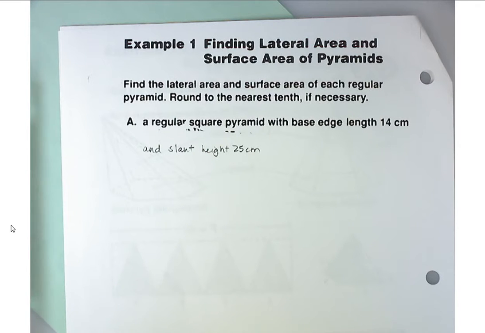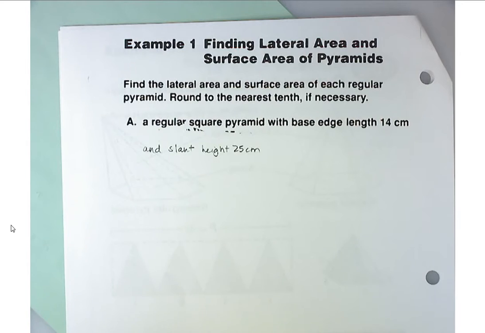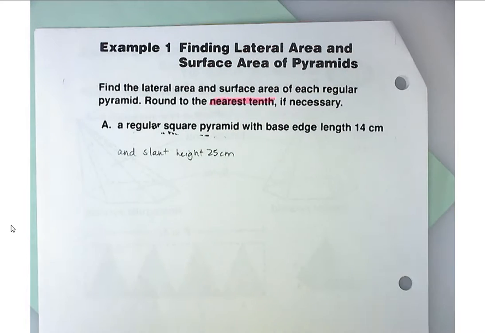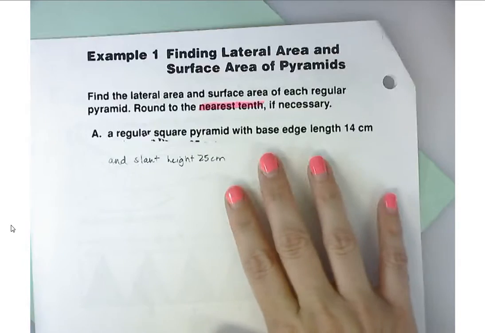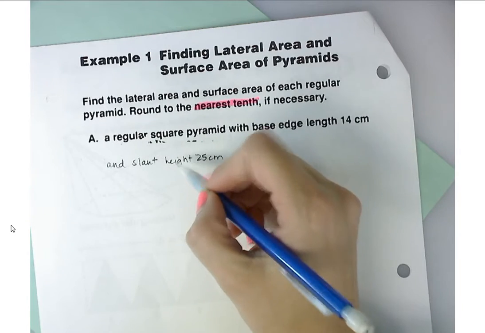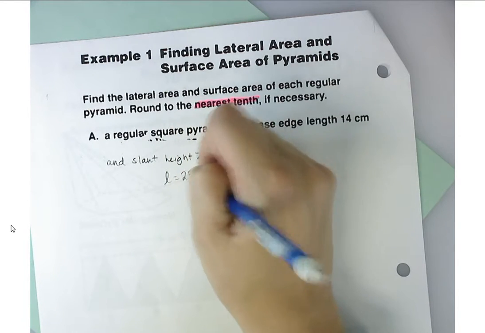Yeah, so part of that got cut off, so I just wrote it in for you. It says to find the lateral area and surface area of each regular pyramid, and then you're going to round to the nearest tenth if that is necessary. So you have a regular square pyramid with a base edge length of 14 centimeters, and a slant height of 25 centimeters. Okay, so you're given the edge length and you're given the slant height. So we already know that my slant height is going to be 25 centimeters.